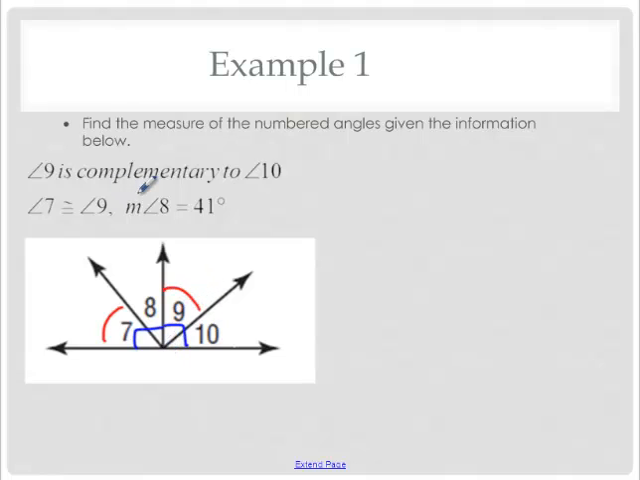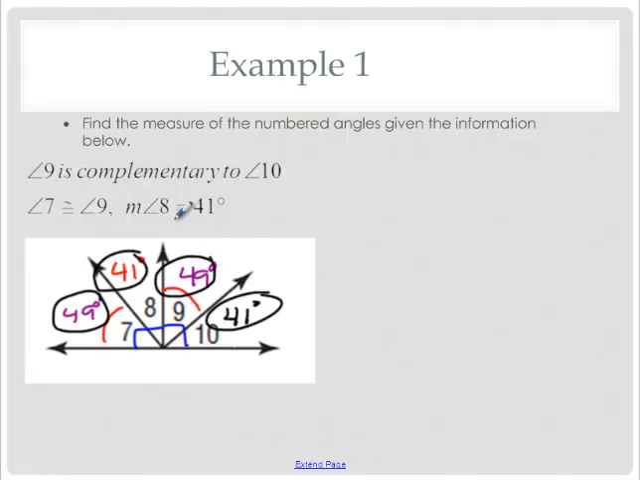And we also know that angle 8 is 41 degrees. So since that's 41, we know that 7 and 8 add up to 90 degrees because that's what complementary means. So 90 minus 41 gets me that that's 49 degrees. 7 is congruent to 9, so that's also 49 degrees. Now, we know 9 and 10, as it says up here, are complementary. So 49 plus my final answer of 41 is complementary. So we have all 4 angles.